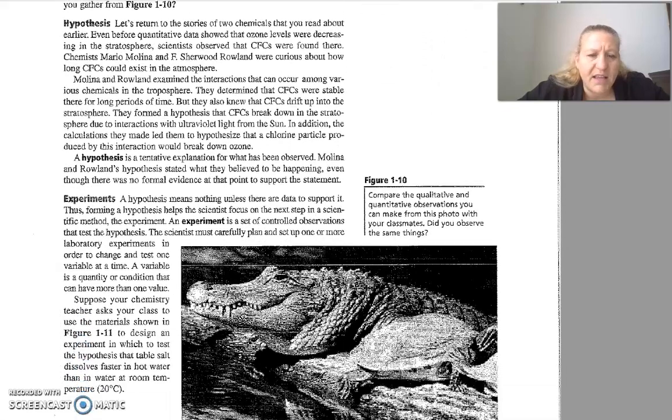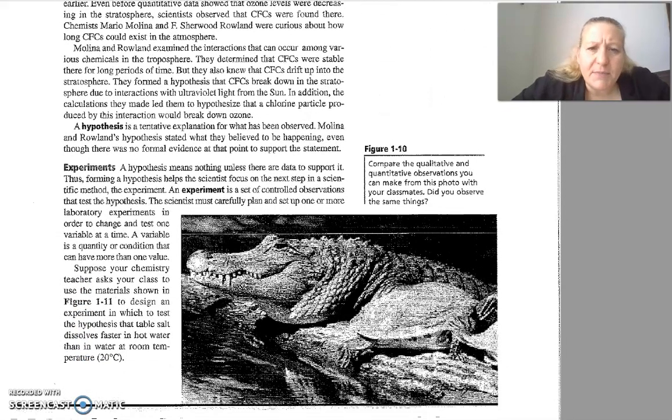Okay, experiments. A hypothesis means nothing unless there are data to support it. Thus, forming a hypothesis helps the scientist focus on the next step in the scientific method. The experiment. An experiment, again, this is another vocab word. An experiment is a set of controlled observations that test the hypothesis. The scientist must carefully plan and set up one or more laboratory experiments in order to change and test one variable at a time. A variable is a quantity or condition that can have more than one value.